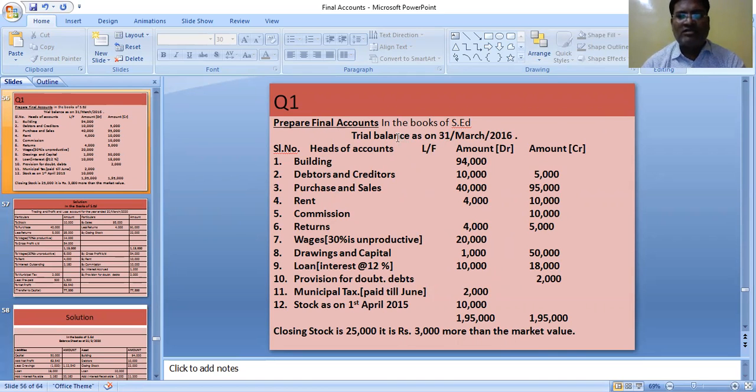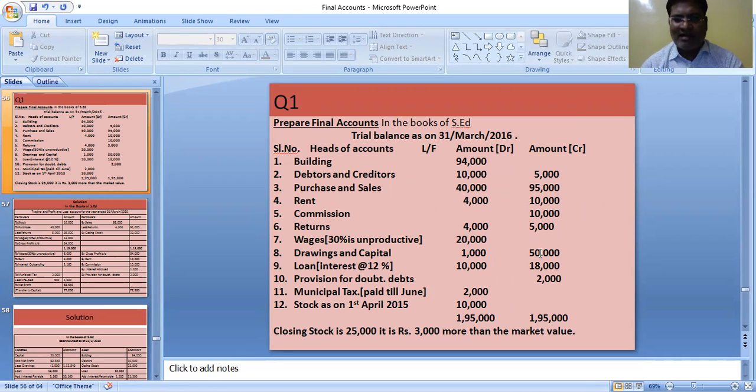Prepare final accounts. This is the sum. Building value is given, debtors and creditors are given, purchase, sales are given, rent, commission, returns, wages. In wages, there is a hidden adjustment. 30% is unproductive. That means of 20,000, 30%, that is 6,000, is unproductive. Unproductive means it will be going in office and administrative expense, that is, it will be going in the P&L account, indirect expense.